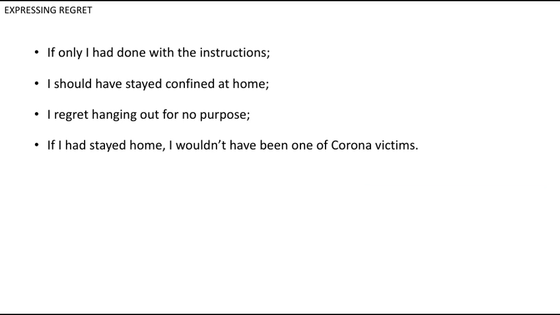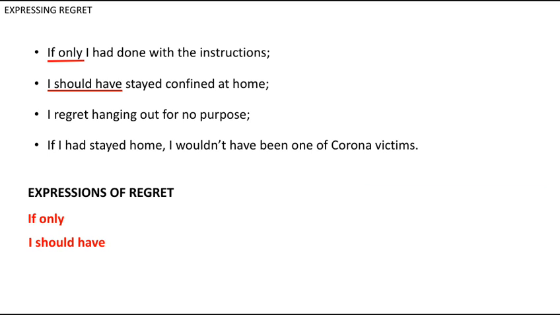The first one is very good. If only. The second one in the second sentence. Great. I should have. Number 3. I regret. And the last one. If I had stayed and I wouldn't have been. So if you look at this example and remember our last grammar lessons, it is the structure of conditional type 3. Yes, if plus past perfect plus I would plus have plus past participle. This is conditional type 3.